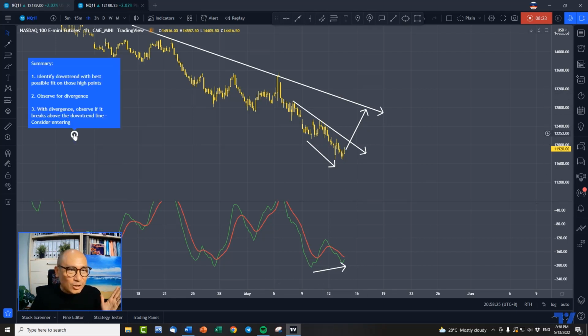Okay, so now just to recap what I've shared over the last 8 minutes. The first point, we identify the downtrend with the best possible fit on those high points. Then we observe for divergence. So once we construct the downtrend line, in this case, we continuously observe for divergence, which we're seeing right now, this potential bearish divergence. Now, number 3 is that with the divergence, we continue to observe further. If it is going to break above that secondary downtrend line, once it happens, consider entering for the short term.